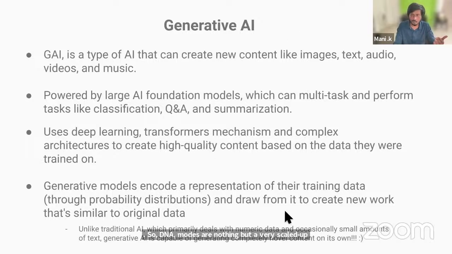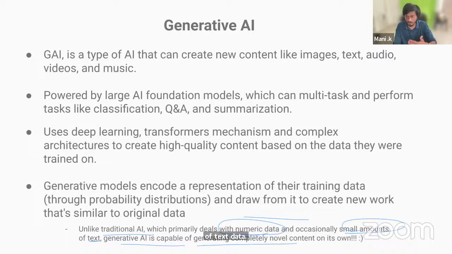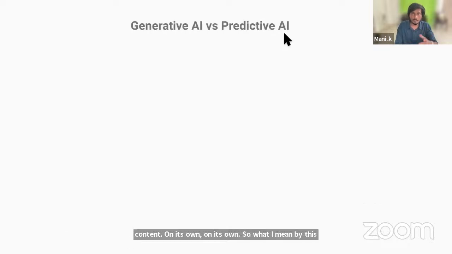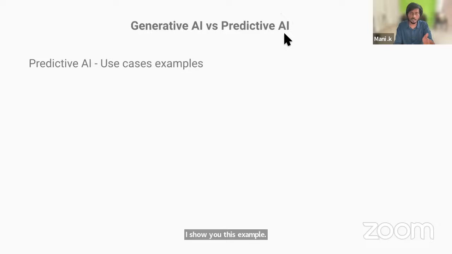And this last point is extremely important. What I want to highlight over here is that traditional AI usually deals with numerical data and some amount of text data. Generative AI, on the other hand, deals with creating content on its own. What I mean by this, if I show you this example, generative AI versus predictive AI. Both are doing predictions. Definitely, generative AI is also predicting what could be the answer given a question. Predictive AI also will predict, but the difference is in terms of what is in the output.